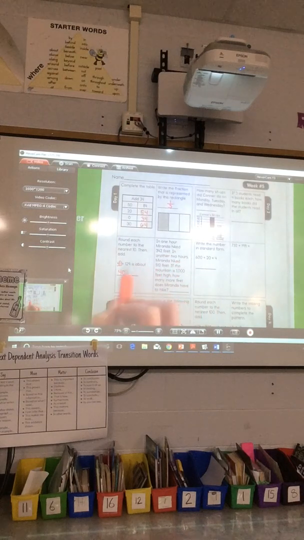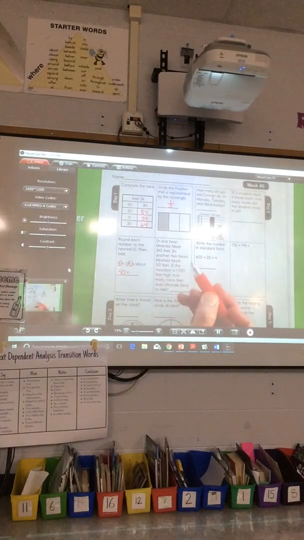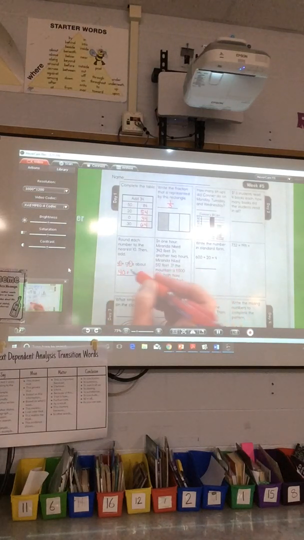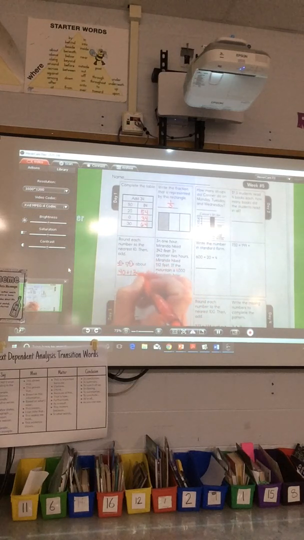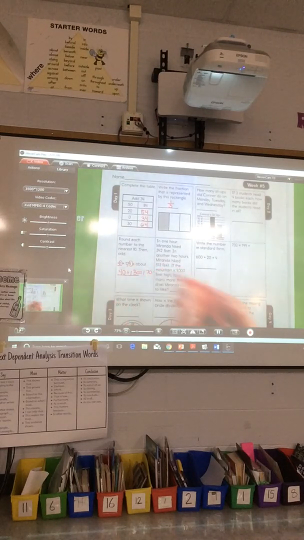Alright, identify the place, look next door. 4 or less, no. 5 or more, so 5 or more, raise the score. So this will be 130. So 130 plus 40 is going to be 170.